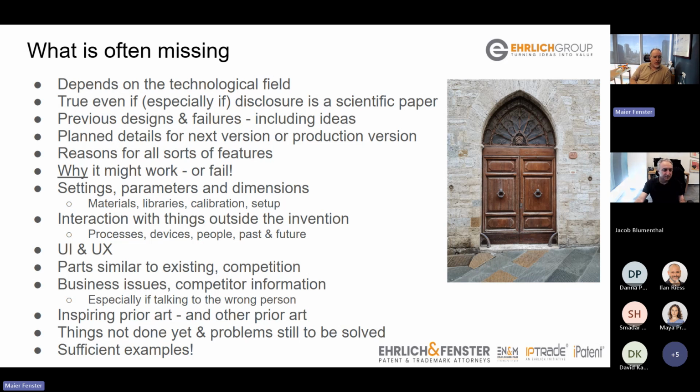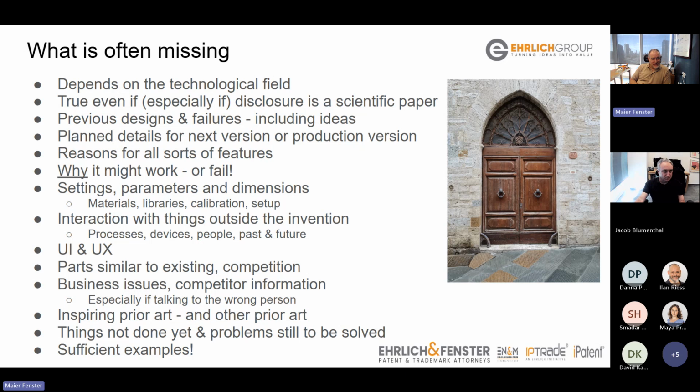Another thing which is often missing is the reasons for providing one feature or another feature. Another type of thing that is often missing is why what the inventor is doing might work. There could be more than one explanation, and you might not know which one is true, and why it might fail. Definitely, they don't talk about that.